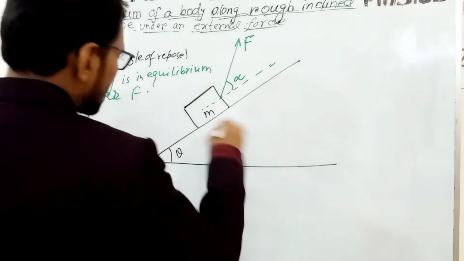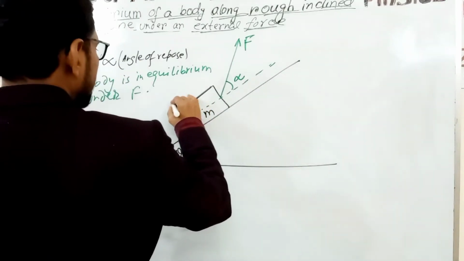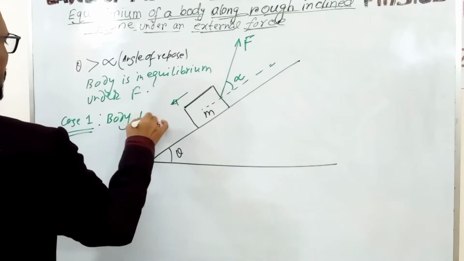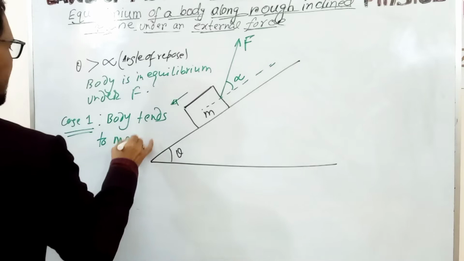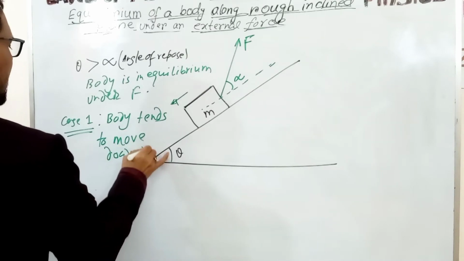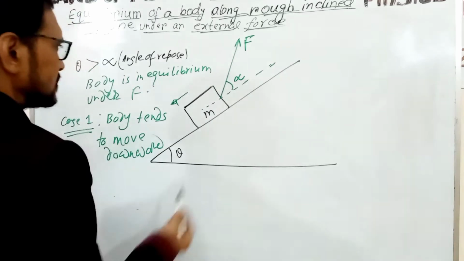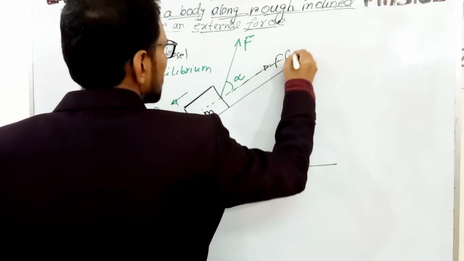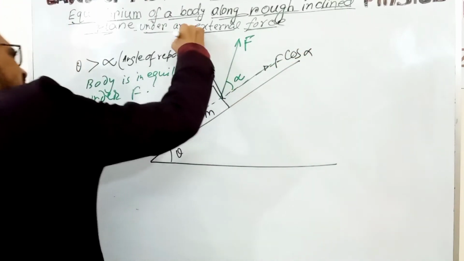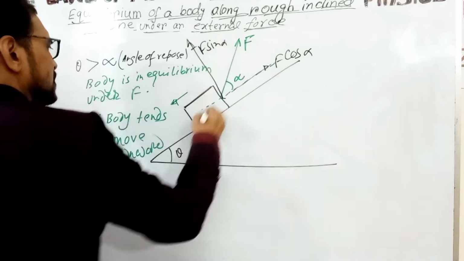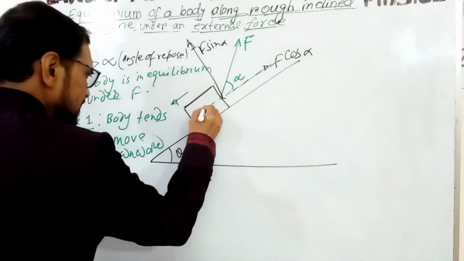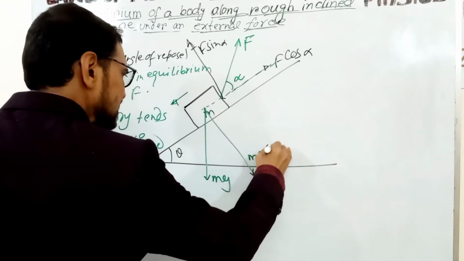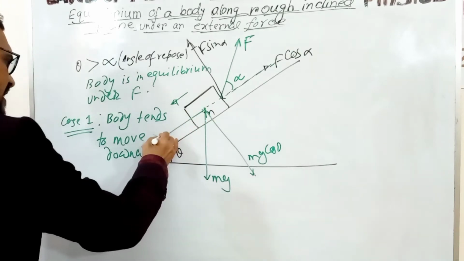Case 1, similar to the previous problem: when the body tends to move downward. What happens here? The component of F along this direction is F cos alpha, and the component along the perpendicular direction is F sin alpha. The weight acts in this direction, with components mg cos theta and mg sin theta.